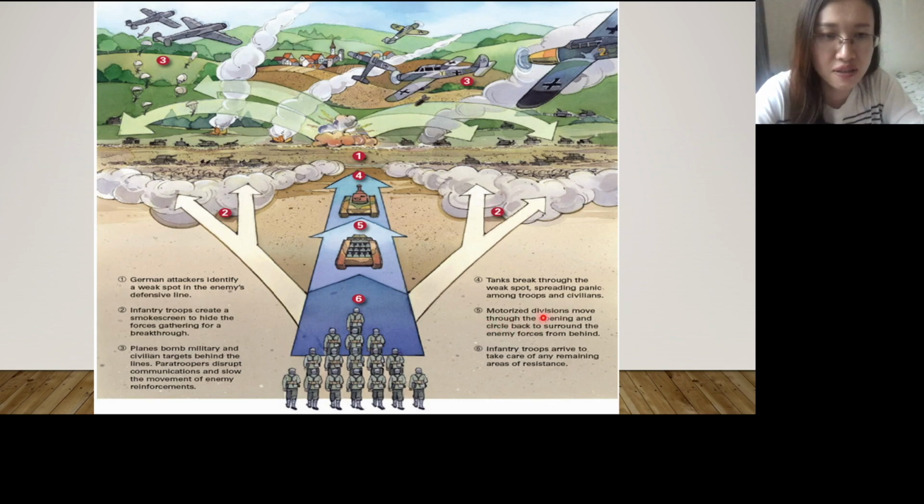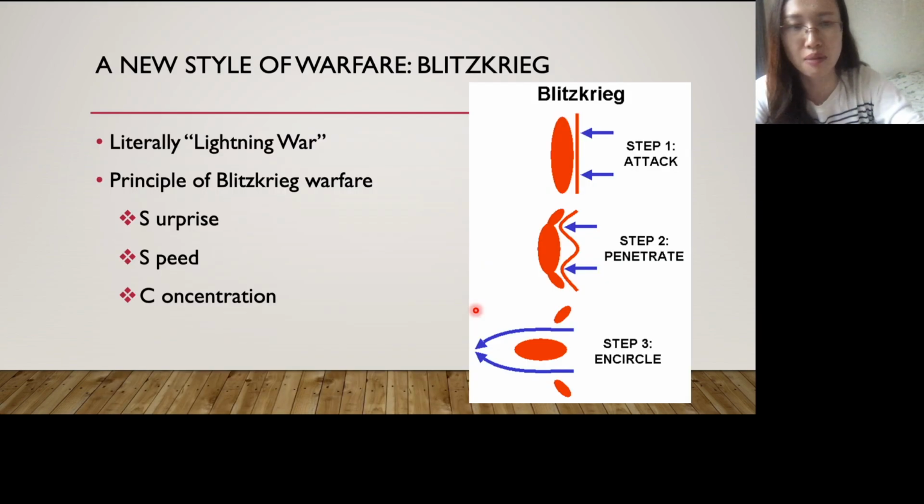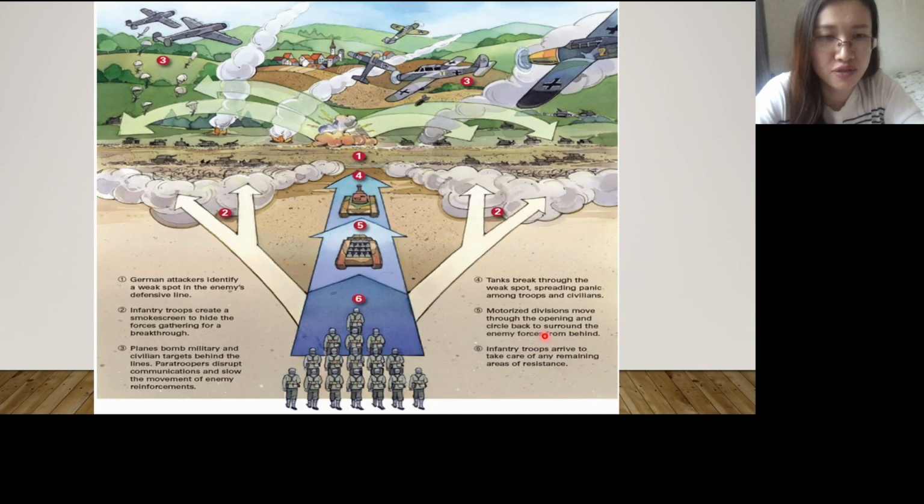The motorized divisions move through the opening and circle back, just like the map here, right? Penetrate and then encircle, surround the enemy force from behind. And last but not the least, here comes the infantry. But they only need to take care of any remaining areas of resistance, right?